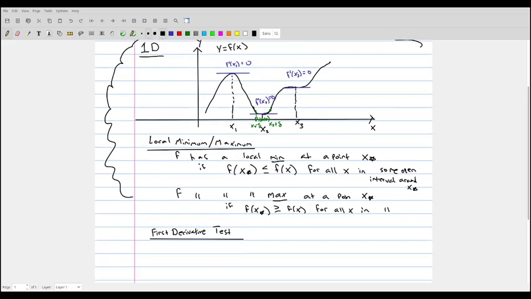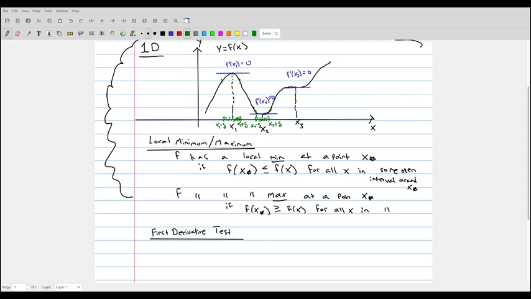And that's evidenced by, if you look at this picture, you can find an open interval around x1, say x1 minus delta to x1 plus delta. This is an open interval around x1 where the value of the function f of x is always less than the value of the function at the point x1. So that's what makes that a local minimum.